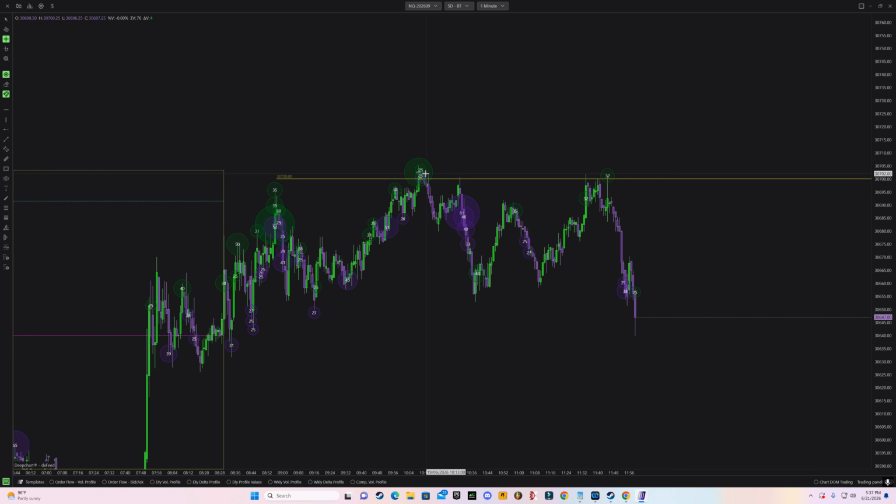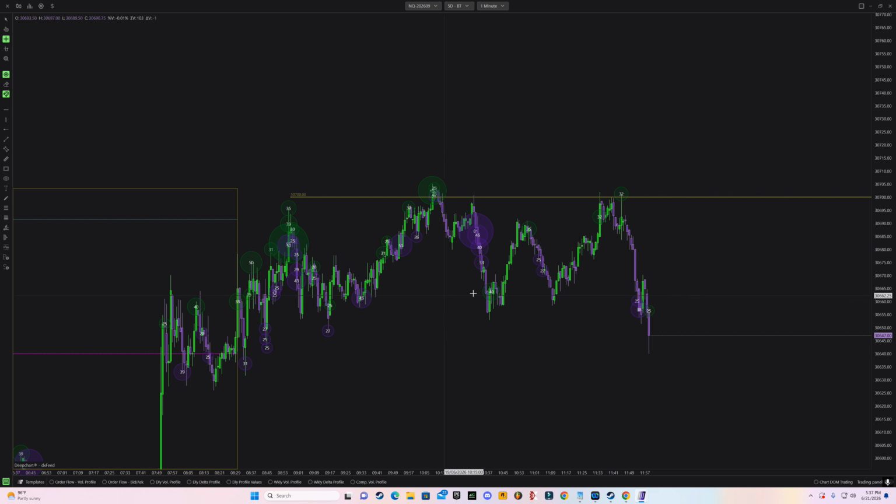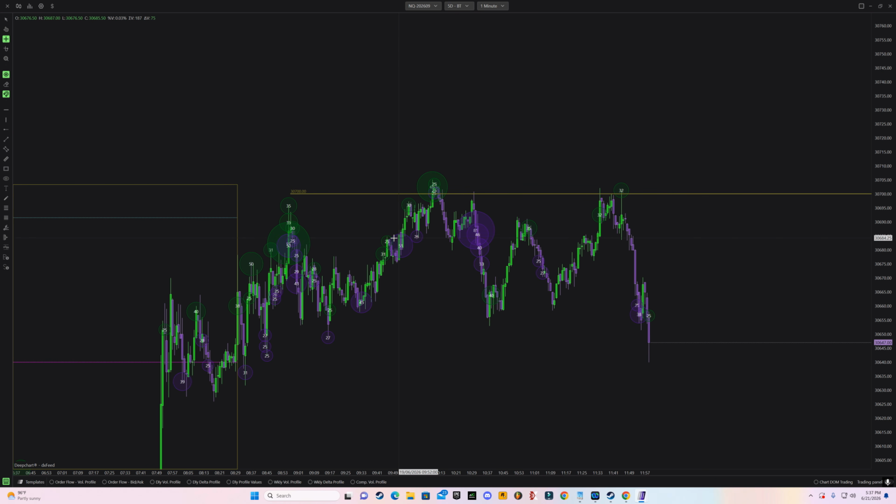So I want to see big absorption at this level. You can see we had small bubbles, but once we tapped into this level, we had big aggressive green bubbles. So a lot of buyers were trying to push above this level, but since we are in a positive regime, the institutions, the market makers, are going to be forced to hedge to the downside. They're going to sell when the price is going up. So a lot of buyers got trapped, and then we have a sell to the downside.